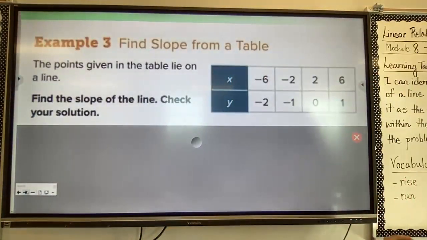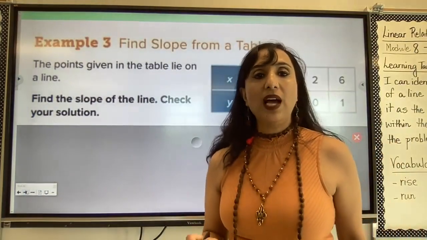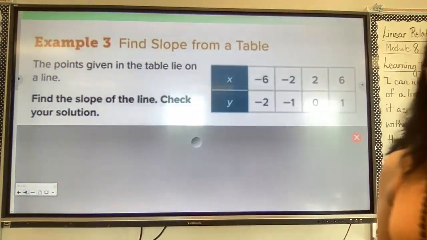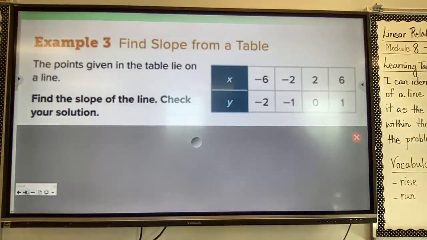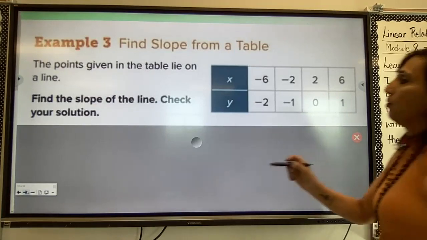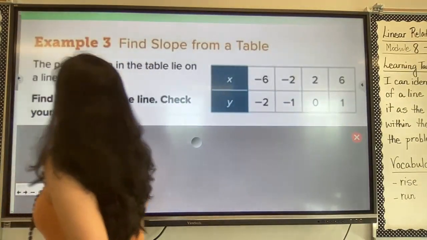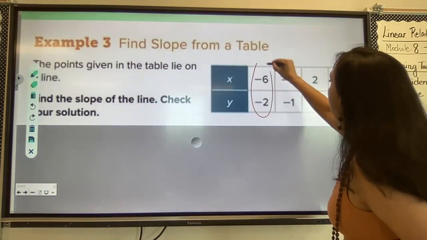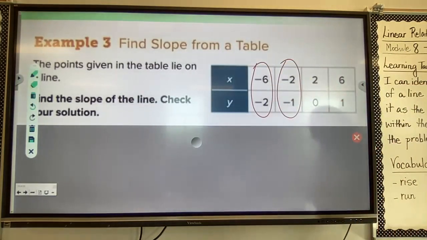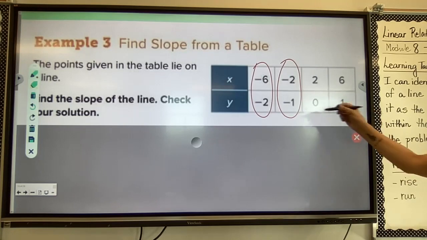Okay, so let's find the slope from a table. Let's look at this one. The points given in the table lie on a line. Find the slope of the line and check your solution. So when I'm looking at this again, what is slope? You're going to choose any 2 points from the table to find the changes in the x and the y values. So let's go ahead, and we are going to use these two points. So what are my points over here?